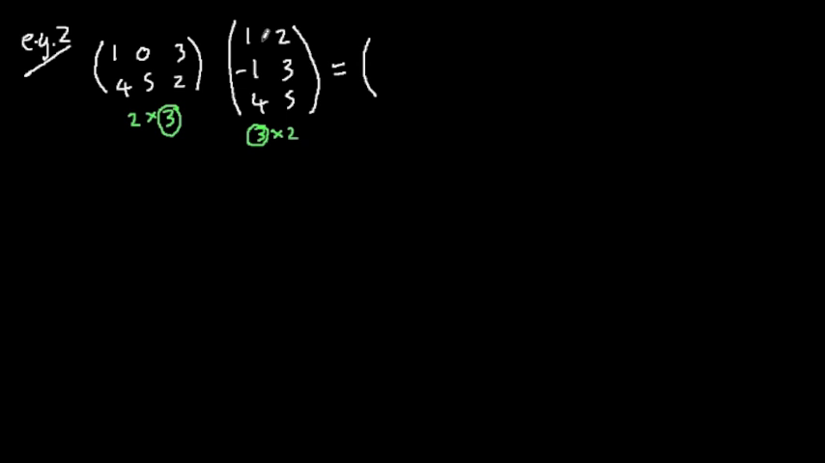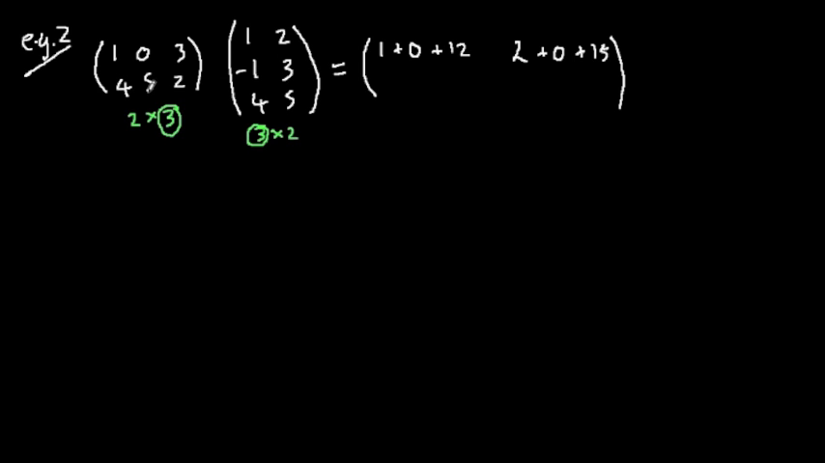So first row, first column, I go along the first row of the left matrix and the first column of the right. Okay, so I have 1 times 1, which is 1, plus 0 times minus 1, which is 0, plus 3 times 4, which is 12. Okay, so that's first row, first column. Now it goes first row, second column. So I have 1 times 2, I have 0 times 3, and plus 3 times 5. Okay, so that completes the first row, down to the second row.